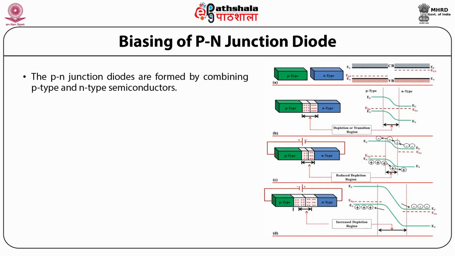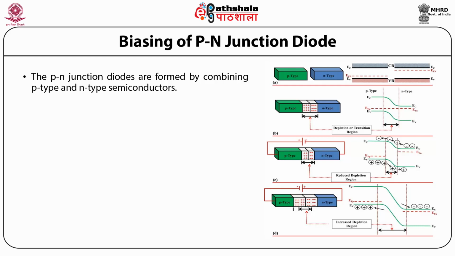The biasing of PN junction diode and its characteristics. The most common solar cell is nothing but just a large area PN junction diode. The PN junction diodes are formed by combining P-type and N-type semiconductor. Now let us consider the isolated blocks of N-type and P-type semiconductors as shown in figure A.